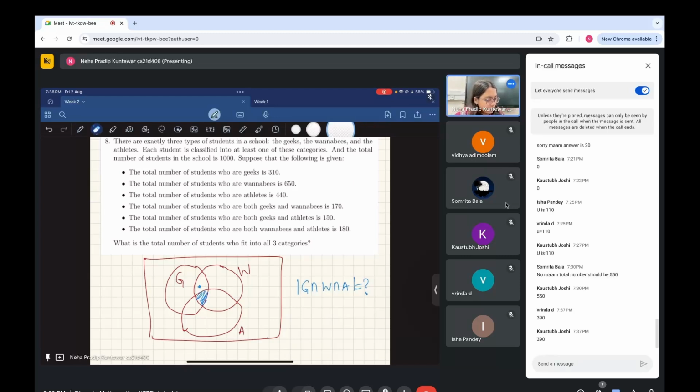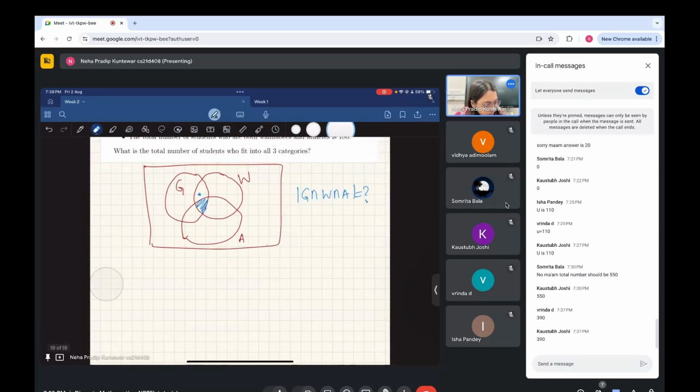Okay, so let's start by writing down these values. So G intersection W intersection A, this is what we wanted to find out. And this is the set of people who are geeks as well as wannabes as well as athletes. So what I want is to write an expression. I want to write this as a sum of cardinalities of some other sets.